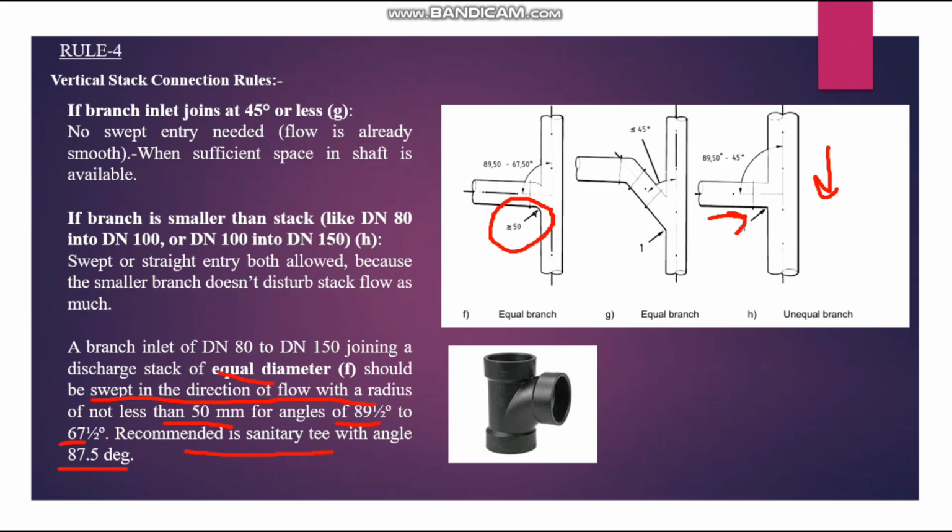So in this case, what they are recommending, if you want to connect with swept entry or square entry, you have to consider this rule for the equal diameter. So this should be minimum 50 mm, more than 50 mm radius will be there, and the angle should be 67.5 to 89.5. If you go to the sanitary T option, normally the angle will be 87.5 degree. So this is the most preferred thing we normally follow for all the high rise and super high rise buildings. We will go with the sanitary T with the 87.5 degree angle. So this is the recommended thing for the high-rise building connection. I mean the horizontal to vertical connection.